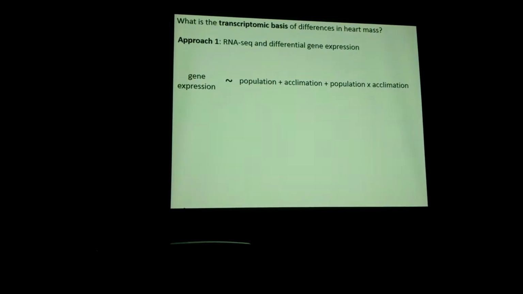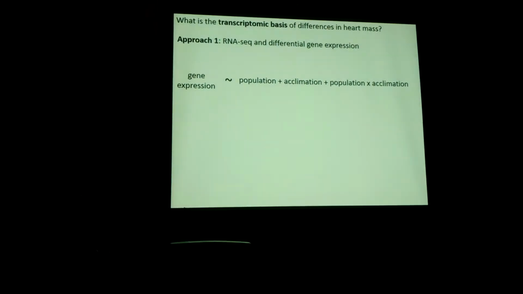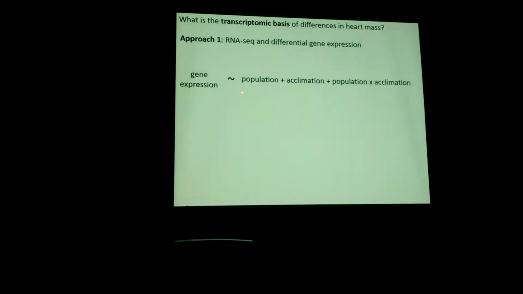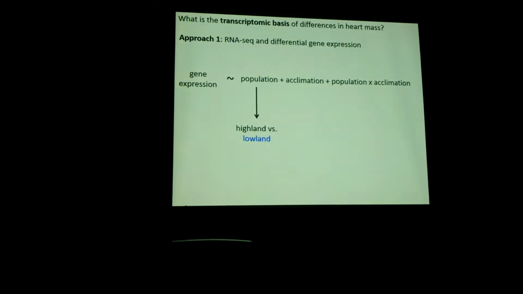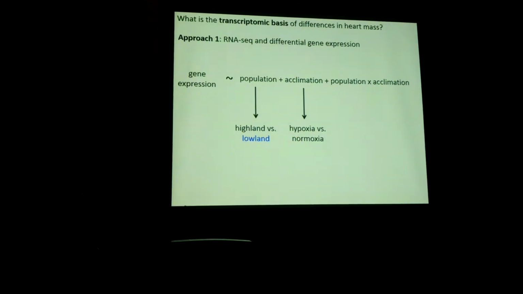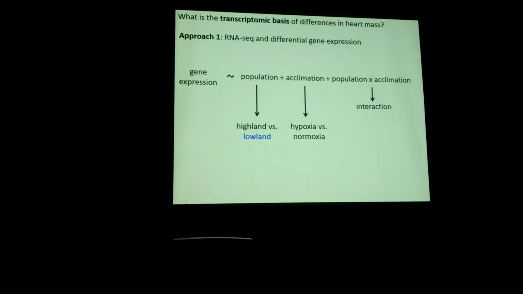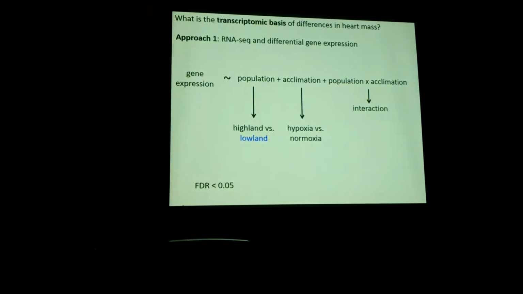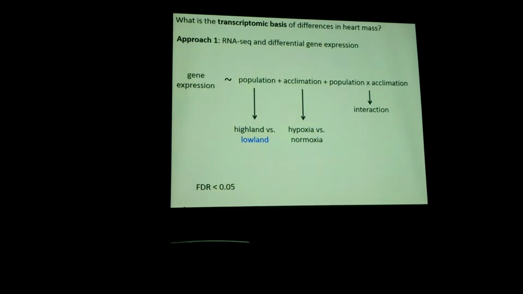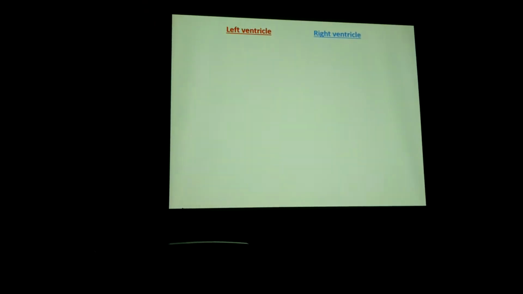And for each gene, we implemented a generalized linear model to test for differential gene expression, where we have three factors: population, whether highland is different from lowland; acclimation, whether hypoxia is different than normoxia; and then the interaction of the two. So essentially whether the response to hypoxia is dependent on the population. And we called any gene in the genome differentially expressed that had a corrected p-value of less than 0.05. And so I'm going to show you those results for the left and the right ventricle separately.